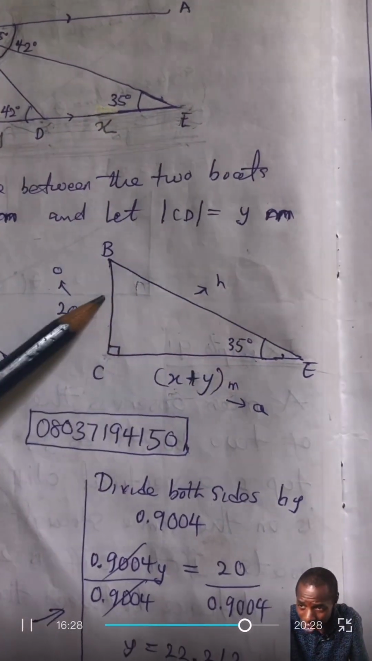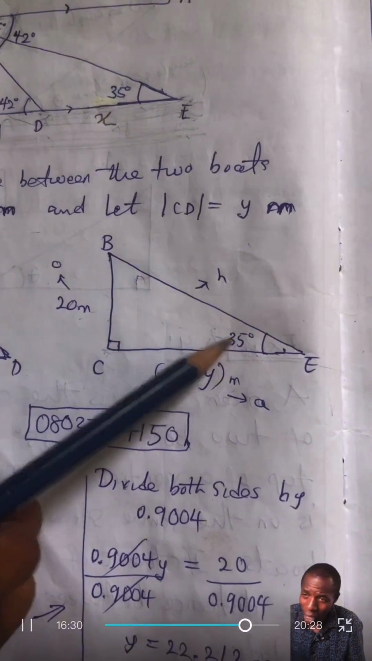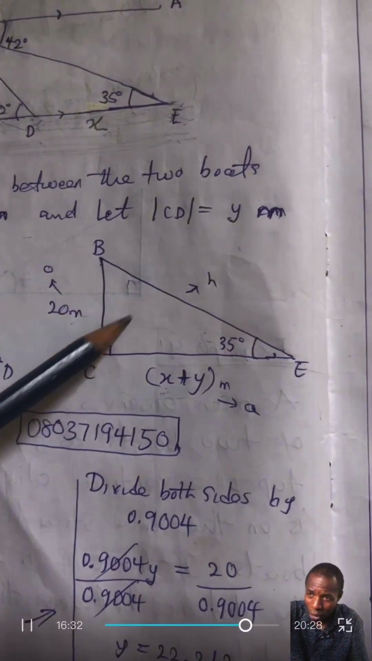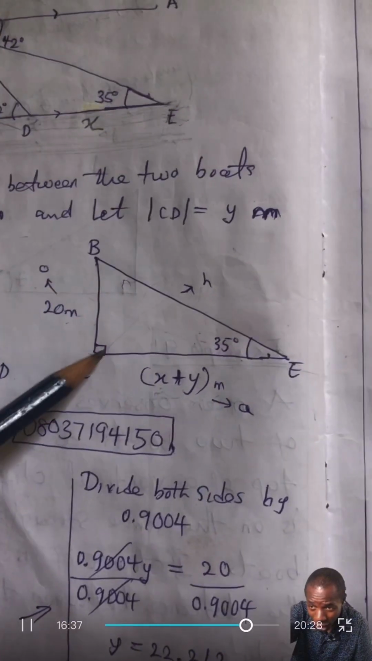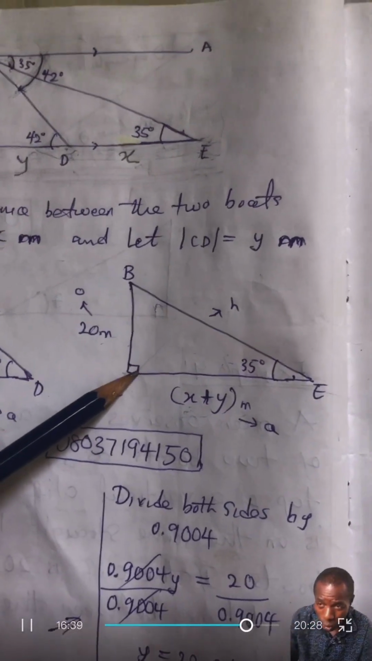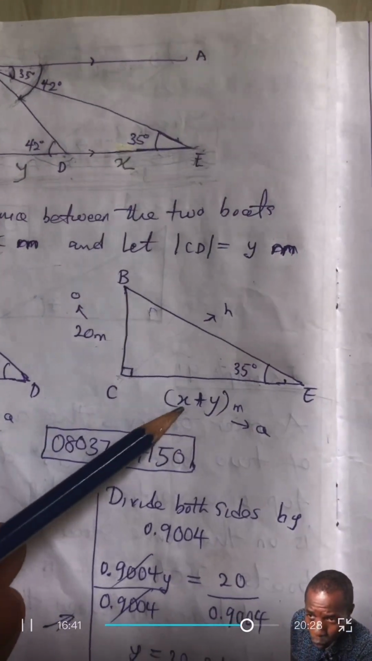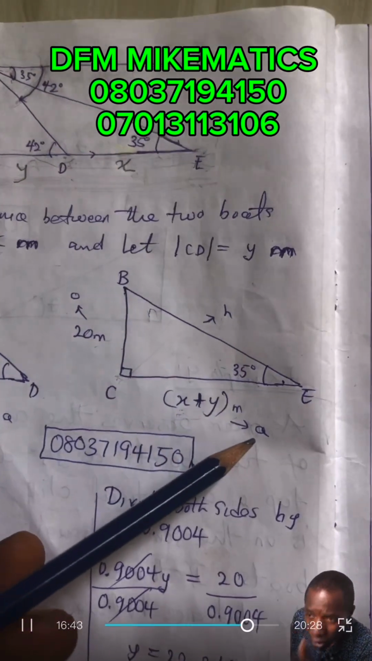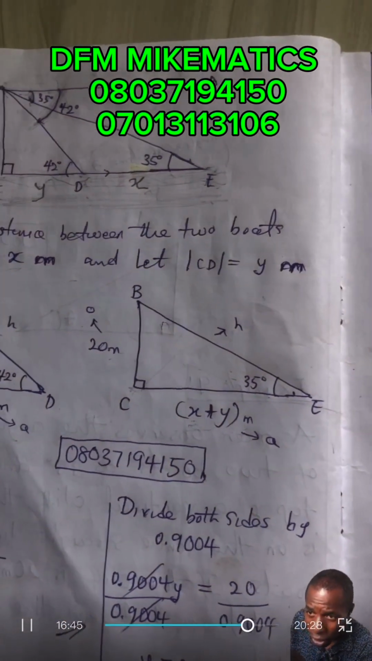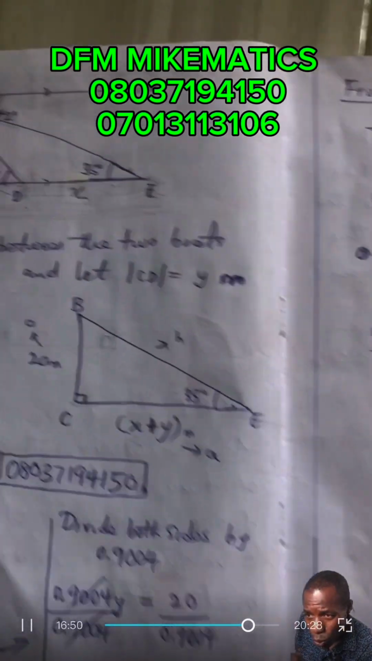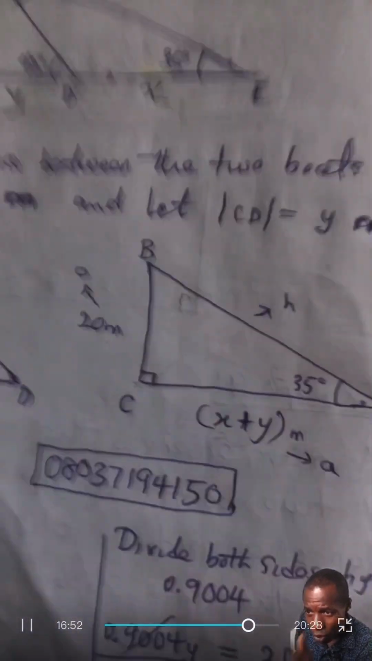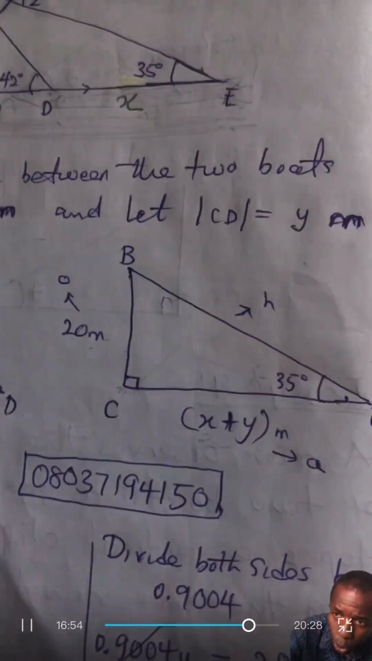Opposite. Y is facing angle 35 degrees, and this side remains what? The hypotenuse. That side is the hypotenuse. Y is facing the right angle at C. Okay, so automatically x plus y becomes what? The adjacent. So we are using the 20 meters, which is opposite O, and x plus y, which is adjacent A. OA, we get that in tan also. So we are using tan.